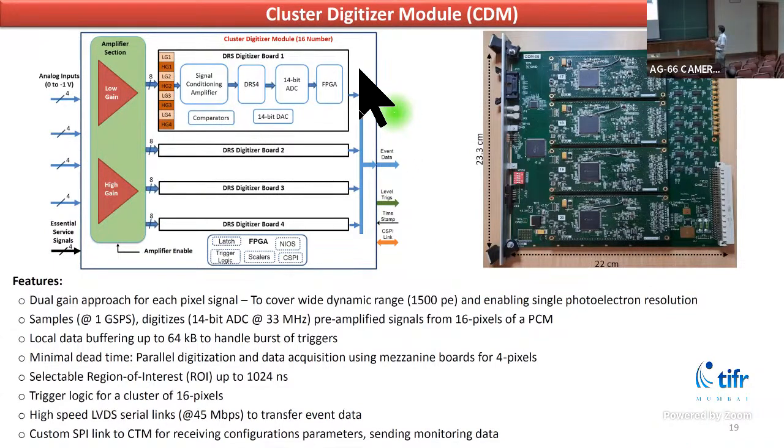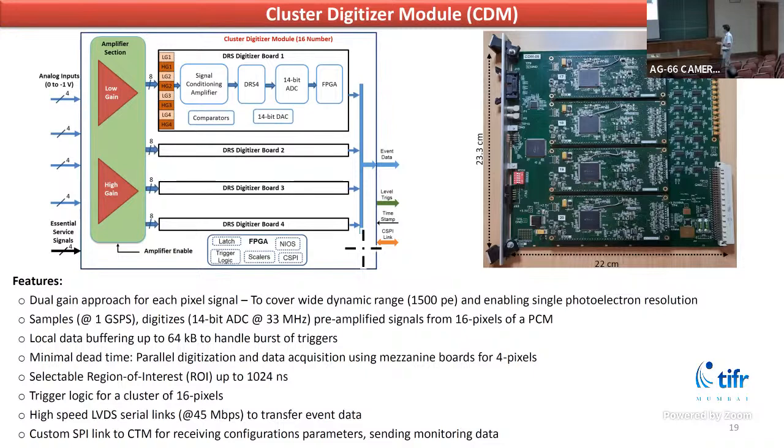This is a cluster digitizer module. 4 such DRS-based digitizer boards are plugged onto it. This is the amplifier section where the low gain and high gain versions of the input pulses are generated. And this is the FPGA where level 2 trigger generation takes place. Level 1 trigger generation takes place in these mezzanine boards, and level 2 triggers are generated in this FPGA, and then they are routed to the CTM via this backplane connector. Here we also record the trigger hit pattern of 16 pixels. Trigger logic is there, and some scalars are there to monitor the rates of various signals.